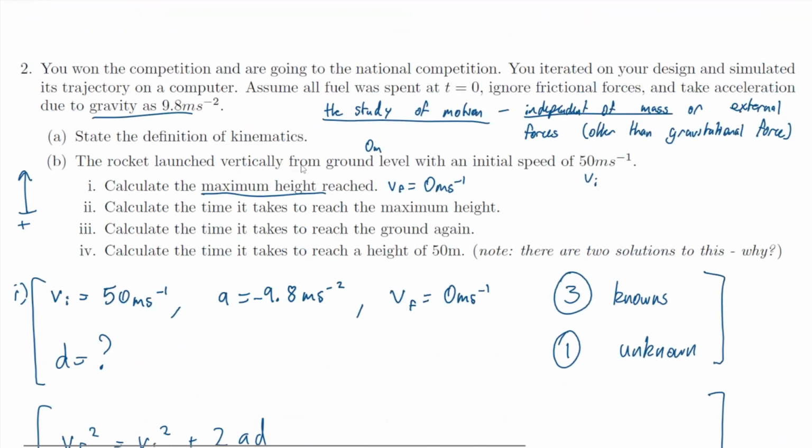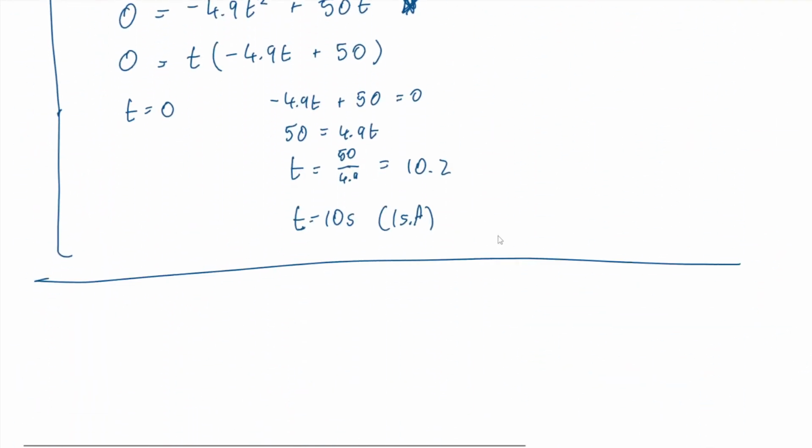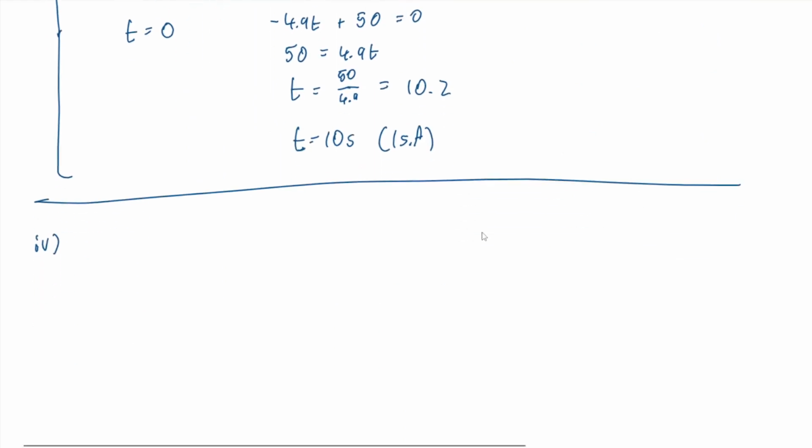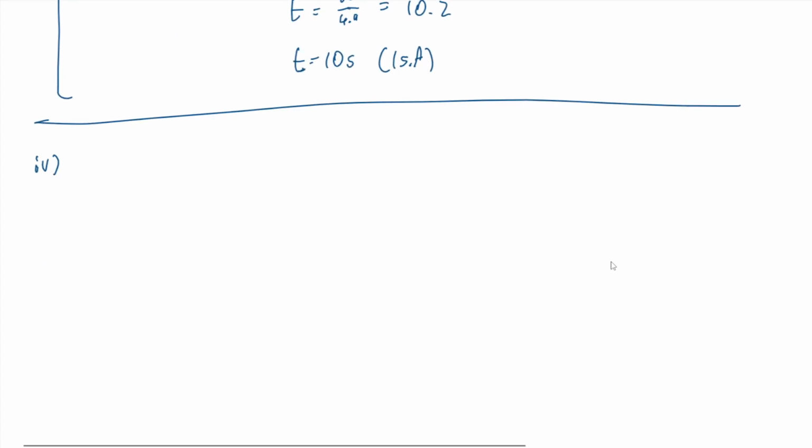Finally, the last question. Calculate the time it takes to reach a height of 50 meters. Well, good thing we did that heavy lifting in part 3, because this is the same problem, except instead of returning to the ground, it's for a height of 50 meters. So, you could do exactly this method, like we did in option 2 here, but instead of d being 0, d is now 50 meters, and we then have a quadratic equation to solve. So let's start with that.